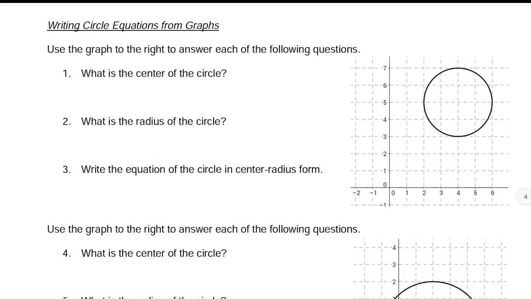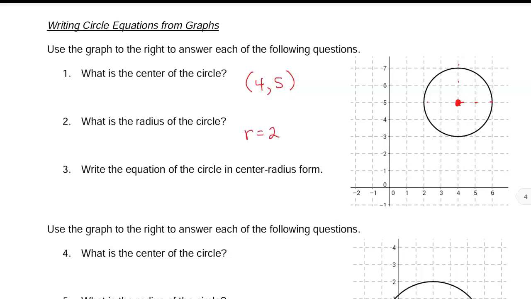Now let's work backwards a little bit. I'm going to give you the graph of a circle, and you can give me some of the information. For the first example, we have this circle. It has center at 4, 5. The radius of the circle, I can count out to the right or left or up or down, and I'll get 2 for the radius.